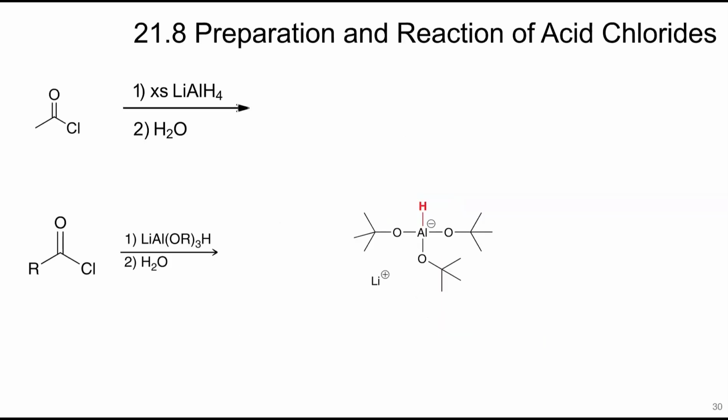We can also reduce it using excess lithium aluminum hydride, as we have before, to form the primary alcohol. And if you want to make an aldehyde using an acid chloride, we can use a bulky reagent. So lithium aluminum hydride has 4 H's attached to it. If you have one H here, plus a big bulky group, which would be these tert-butyl groups, we can make the aldehyde. So this is a bulky lithium reagent that stops at the aldehyde.